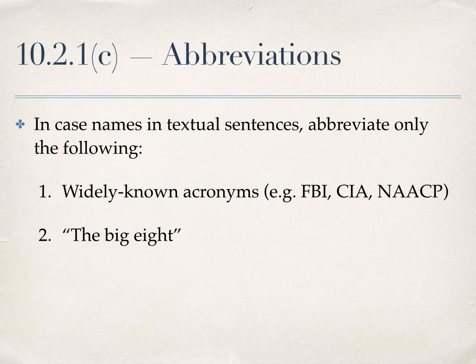Second, abbreviate what I call the Big Eight. They are words commonly associated with business names. They include and, association, brothers, company, corporation, incorporated, limited, and number. Here, I've given you the list as they're abbreviated according to the Bluebook.